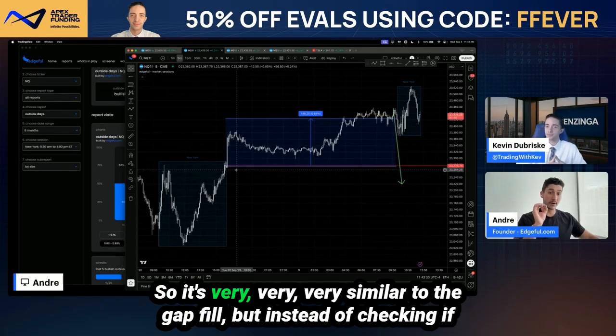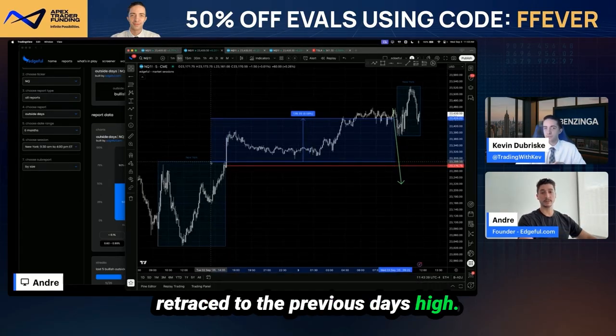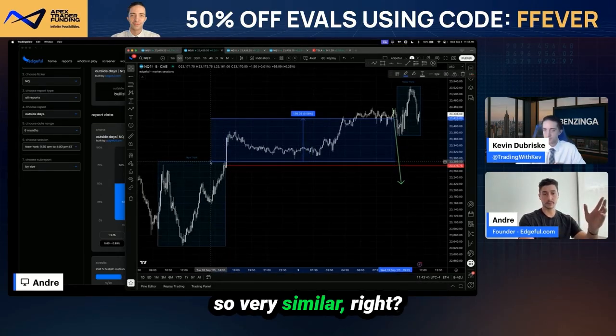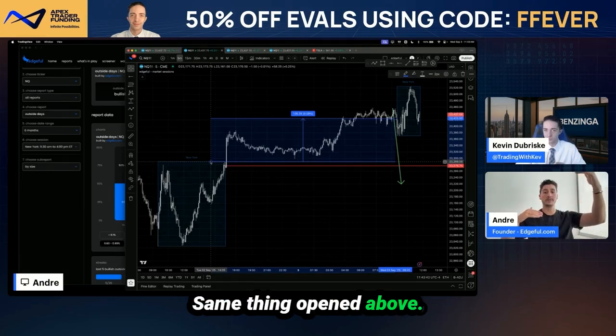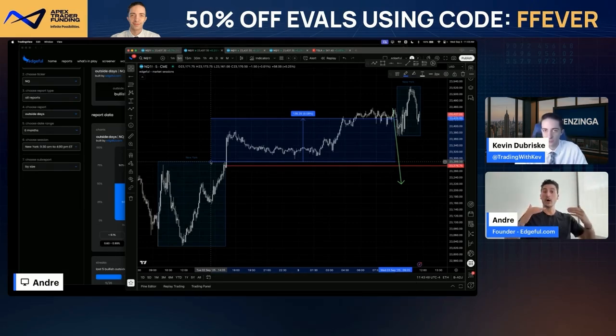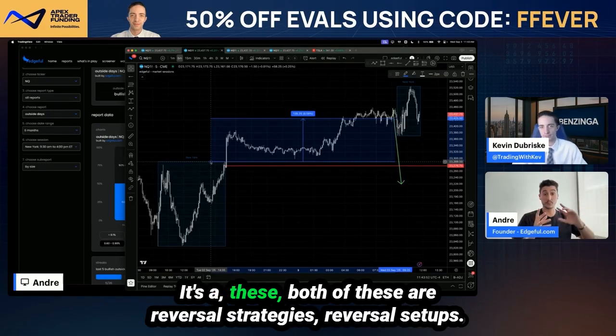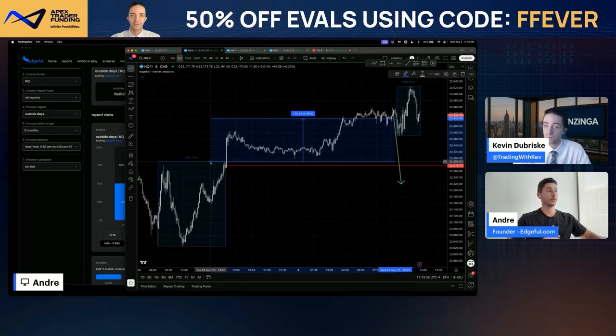It's very, very similar to the gap fill, but instead of checking if it retraces to the previous day's close, we're saying how often it retraces to the previous day's high. Same thing: opened above the previous day's high, how often does it retrace to the previous day's high? Very simple. Open below the previous day's low, how often does it retrace to the previous day's low? Both of these are reversal strategies, reversal setups.